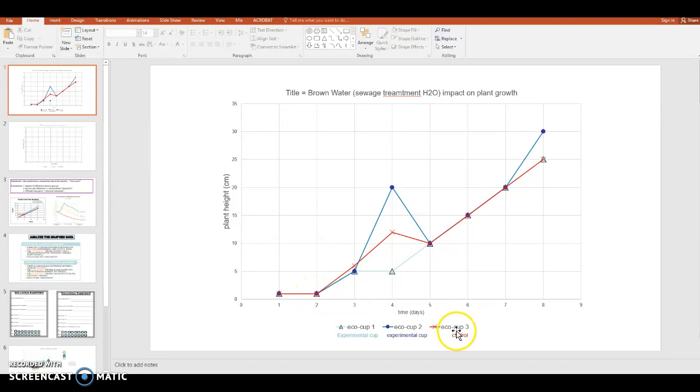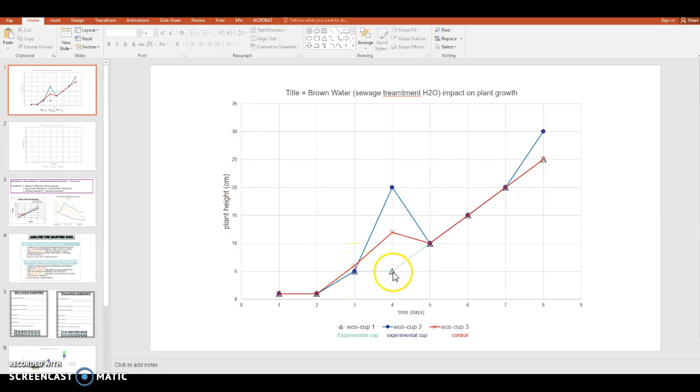Our control received normal water. So the control received the normal type water, nothing special. The control cup here, number 3, didn't get any brown water at all, right? They just got typical water and grew normally. If we go on to day 3, Eco cups 1, 2, and 3 are growing similarly. The plant heights on day 3 are pretty similar.